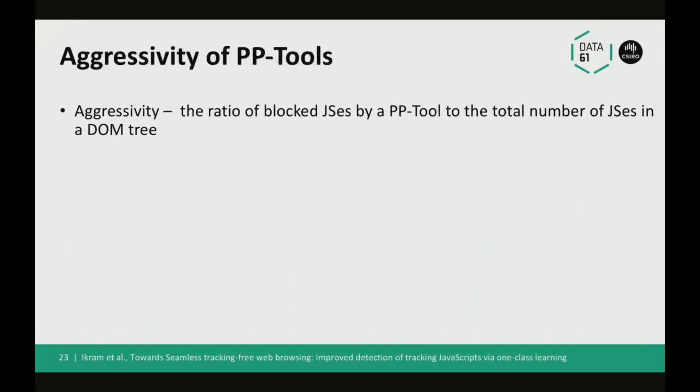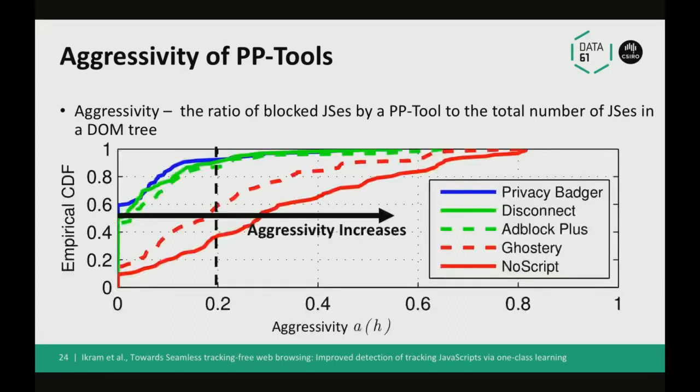So let's look into the analysis of privacy-preserving tools. First, we look into the aggressivity of privacy-preserving tools, which we define as the ratio of JavaScripts blocked by a privacy-preserving tool to the total number of JavaScripts in the DOM tree. Here we can see that the aggressivity increases from left to right, and NoScript in this case is the most aggressive one, while Privacy Badger and Disconnect are the least or less aggressive PPT tools.